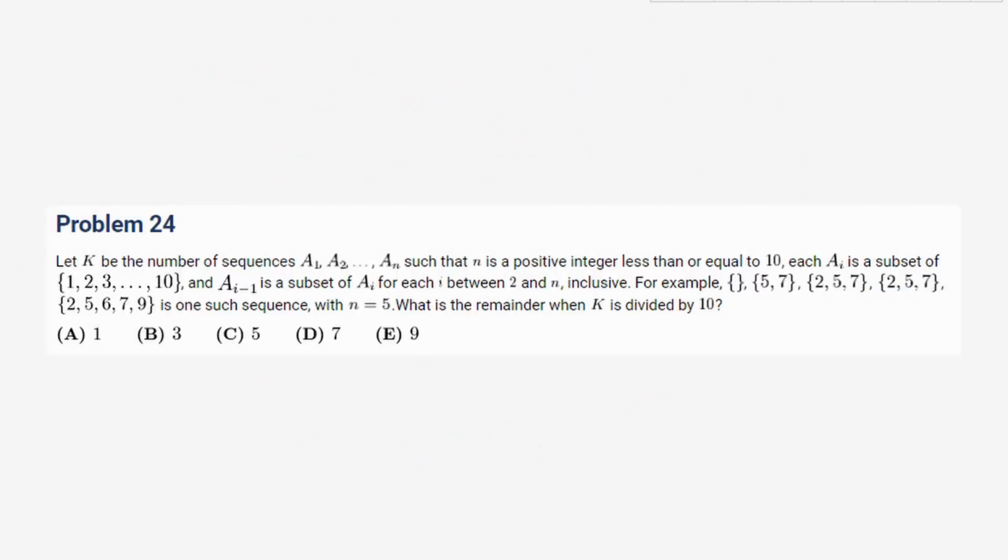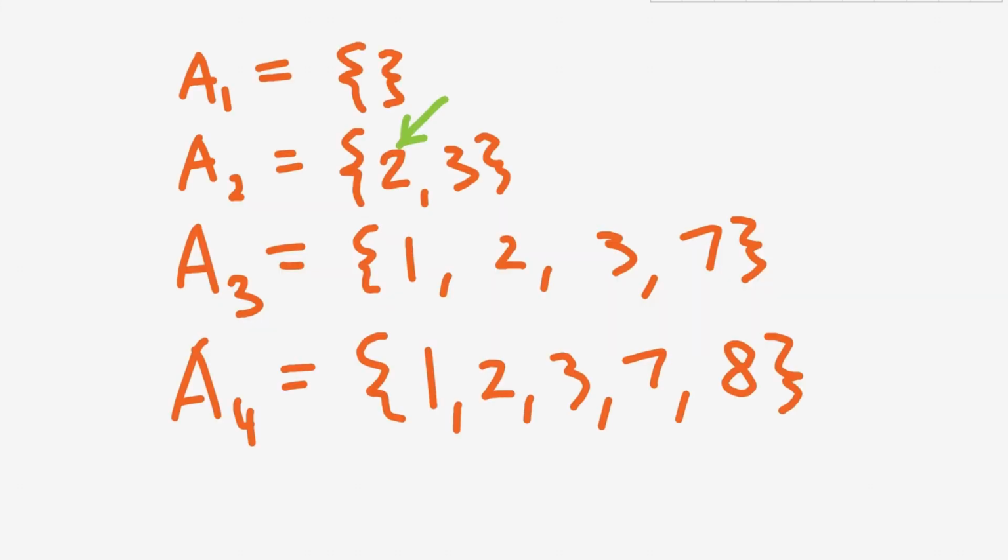Problem 24 asks us to find the ones digit of k, where k is the number of sequences of sets, such that the length of the sequence n is at most 10, and that each set in the sequence is a subset of the next set in the sequence, with the last set being a subset of the integers from 1 to 10. Firstly, notice that once a number begins appearing in an element of a sequence, it can't disappear, because each set is a subset of the next set.